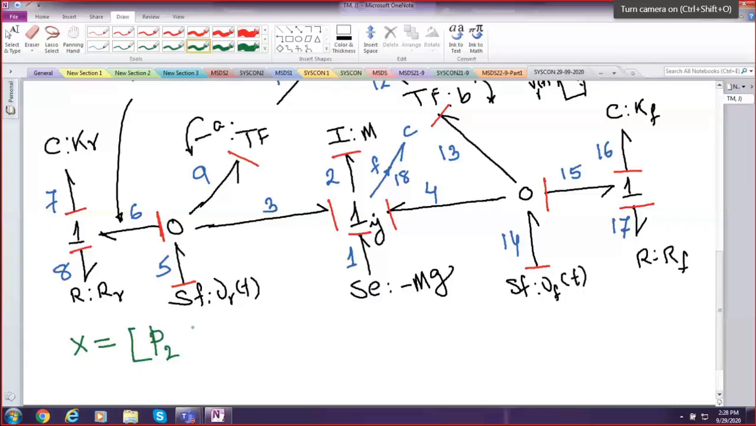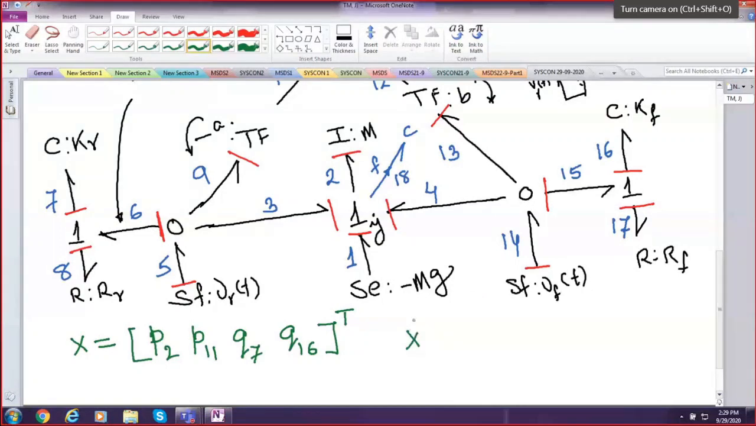E2, 11, 7, 16. I have written here transpose so that it becomes a vector. It is a column vector. Now, we write a row vector and transpose. That's okay, same thing. Or you write it vertically.